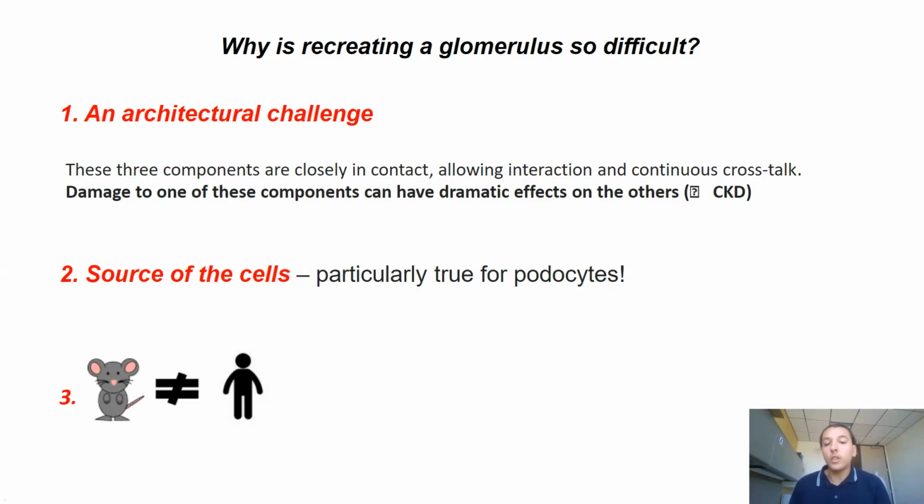The second reason is the source of the cells. It has been a very problematic issue in many fields, and in the kidney it makes no exception. And this is particularly true for podocytes. And the third reason is that most of the studies and the knowledge that we have about the kidney comes from studies in mice. And as we have learned and we keep learning, mice are different from humans. And what we might understand in mice might be useful, but might not be sufficient for our understanding of human physiology.